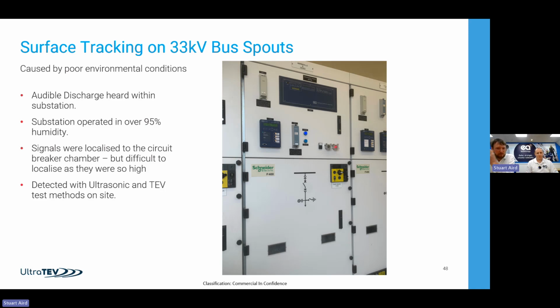It was over 95% humidity at the time, and the signals were located to the circuit breaker chamber, but difficult to localize because quite often when you've got very, very high levels, it does become challenging to see, okay, well, that one is a bit quieter than this piece. So trying to use directional microphones, etc., becomes very, very helpful at that point.